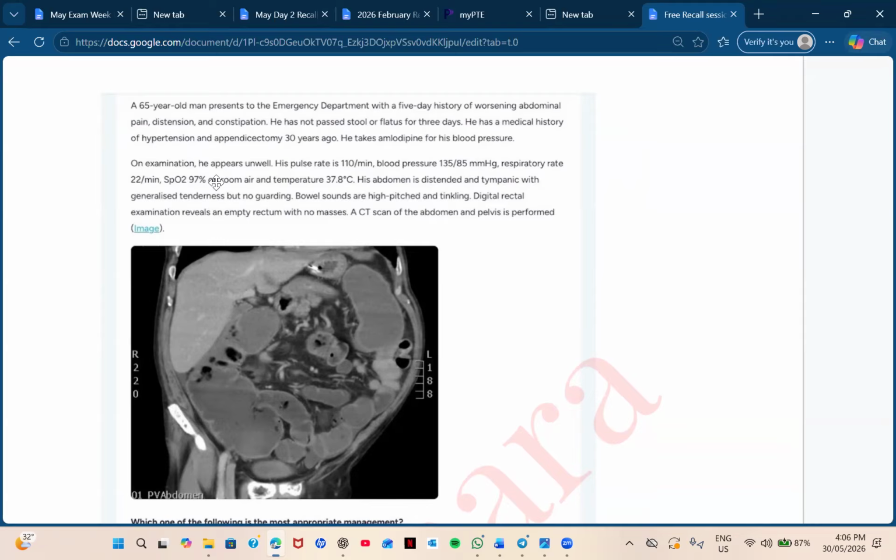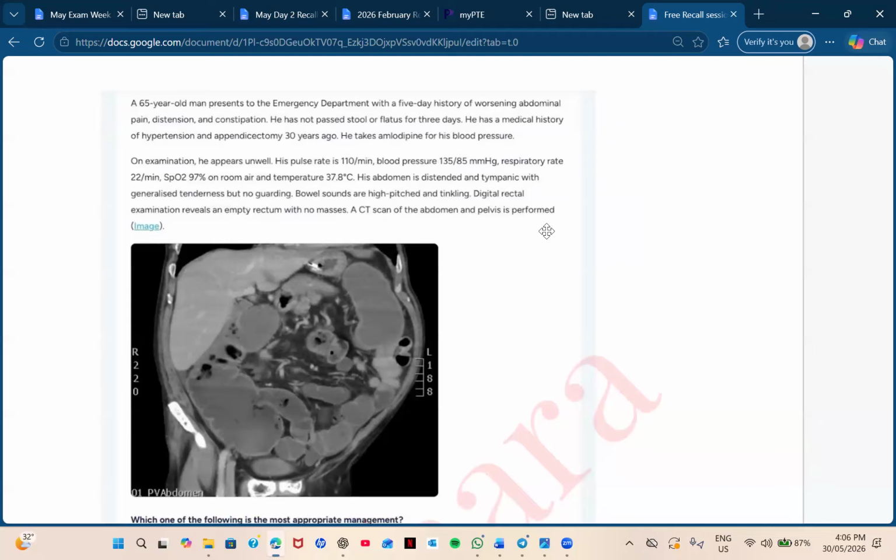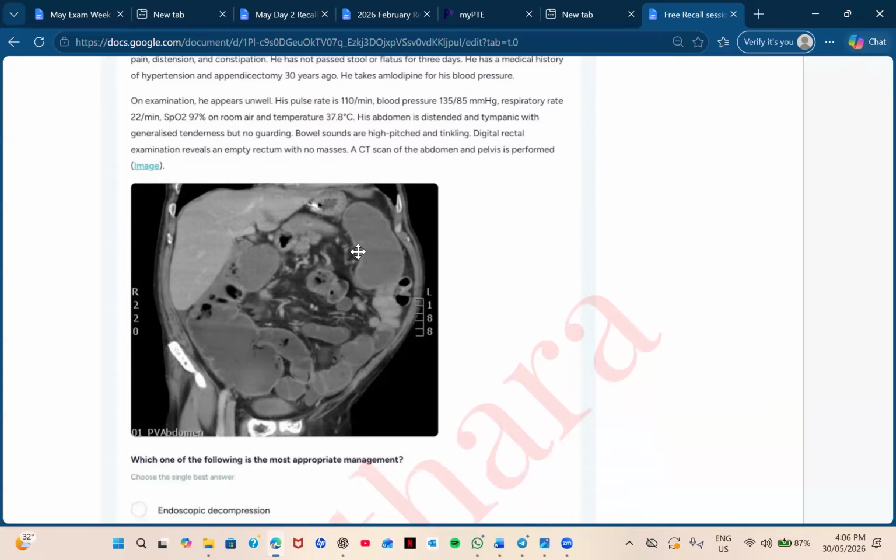On examination, he appears unwell. His pulse rate is 110, BP 135 by 85, respiratory rate is 22, SpO2 97 on room air, temperature 37.8. Abdomen is distended and tympanic with generalized tenderness but no guarding. Bowel sounds are high pitched and tinkling. Digital rectal examination reveals an empty rectum with no mass. A CT scan of the abdomen is performed here.